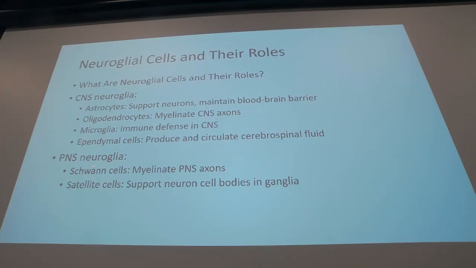And then we have cells in the PNS that surround axons and the cell bodies, called satellite cells. Any questions about these neuroglial cells? They're not the ones that process or receive information, but they are the ones that support the neurons. It's like parents. They're not learning for you, but they support your learning.